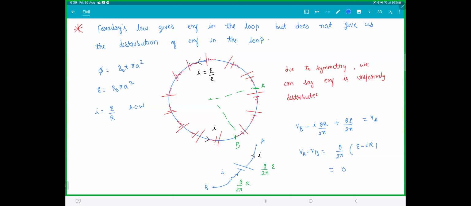That's what I'm saying. Don't get confused between EMF and potential difference. The EMF is theta by 2 pi into E. I contribute this much, but my own resistance will also eat away that much potential, isn't it? Whatever EMF I'm generating, my own internal resistance is eating away that potential. Potential difference is completely different from EMF.